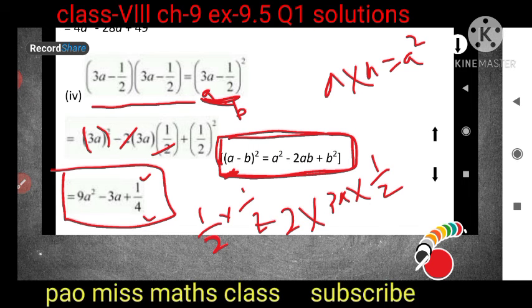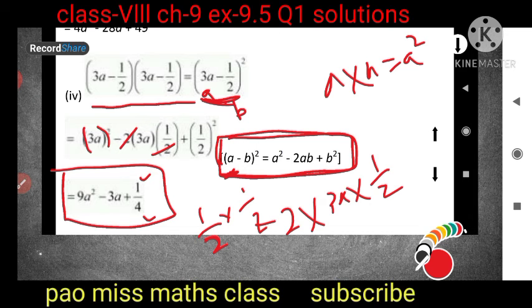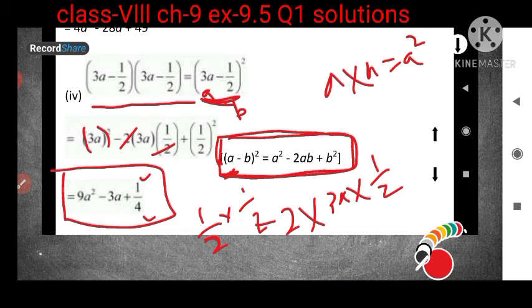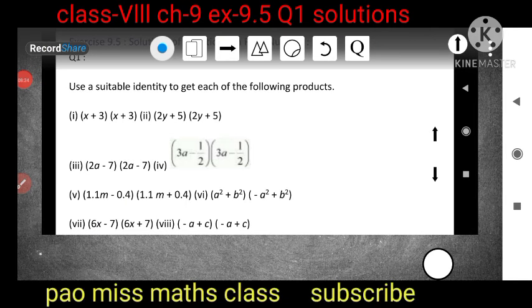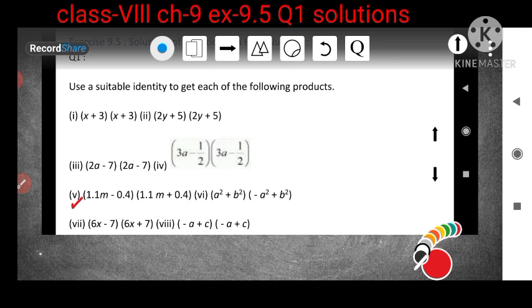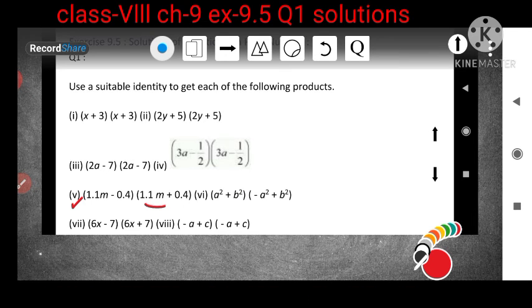Okay, very simple. We just have to use the identity. So for solving all these questions, we have to learn the identities. Now come to the next question. Question number 5. Question number 5 is given as 1.1 m minus 0.4, then again 1.1 m plus 0.4. That means one is minus and one is plus.